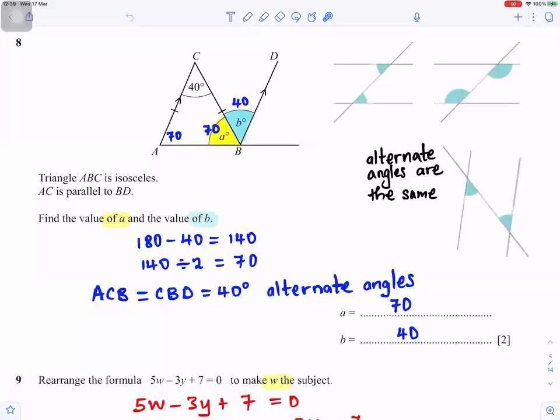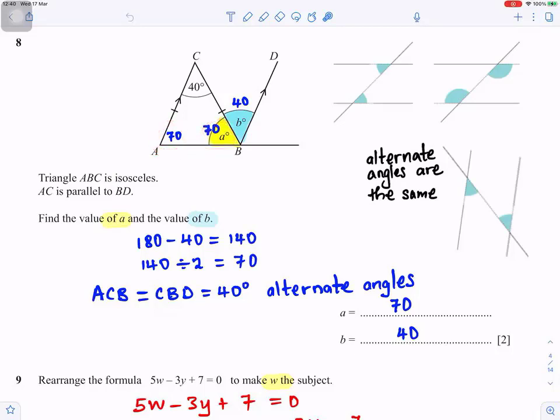Welcome back. Triangle ABC is isosceles. AC is parallel to BD. Find the value of A and the value of B. An isosceles triangle means two angles are the same, two base angles are the same, and the base angles there are the ones which are 70 and 70.